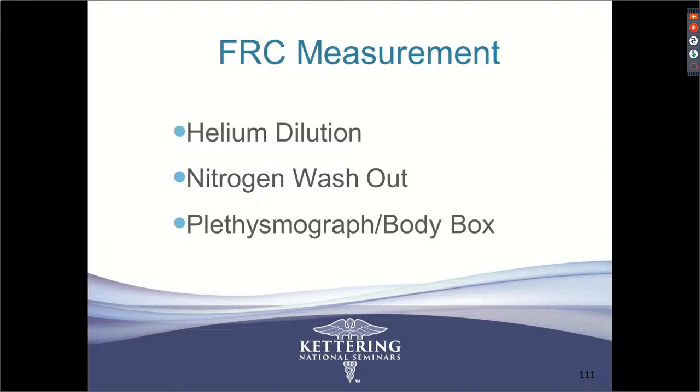This must be done in a lab, so this is not something that you can do at a bedside. Highlight letter A, you can use a helium dilution method. That's a closed method for measuring the residual volume and total lung capacity. Letter B, you could use the nitrogen washout or open method. Or letter C, you can use the plethysmograph method. Again, remember, the plethysmograph is going to be the most accurate.